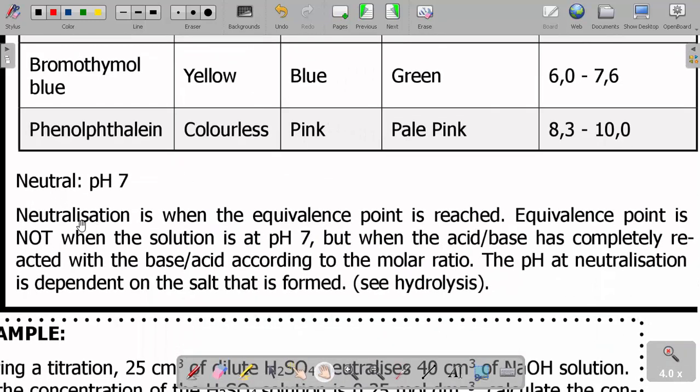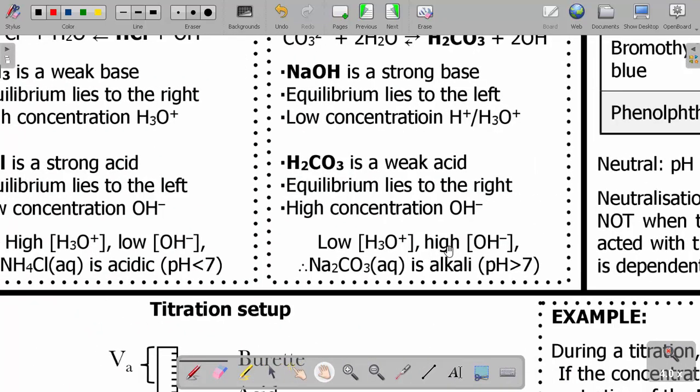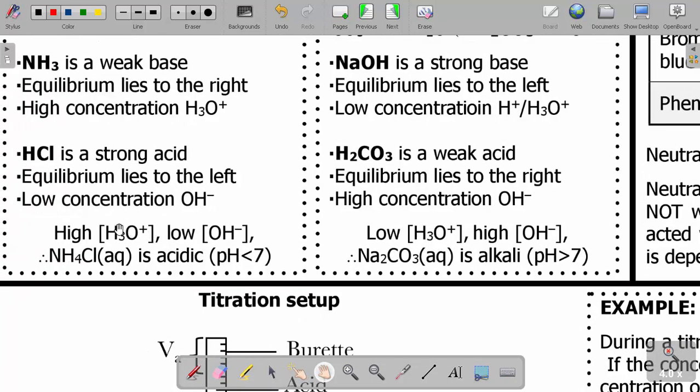Now, what is neutralization? Neutralization is when the equivalency point is reached. Equivalency point is known when the solution is at pH 7, but when the acid and the base have completely reacted according to the molar ratio. The pH at neutralization is dependent on the salt that is formed, as we have seen in hydrolysis. If you have got more of the OH ions, it's going to be alkaline, but if you have got more of the hydronium ions, it's going to be acidic.